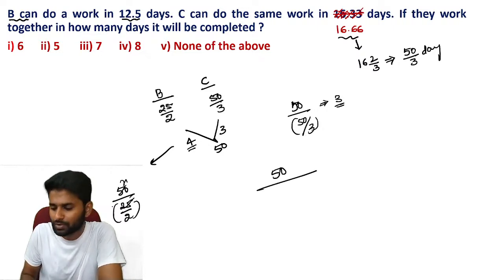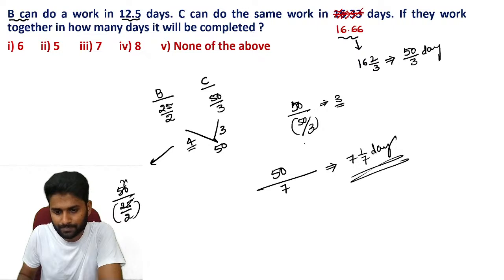Now we are assigning both B and C together. How much time does it take? So B and C together will complete 7 units. For 50 units it takes exactly 7 1/7 days. That is your answer.